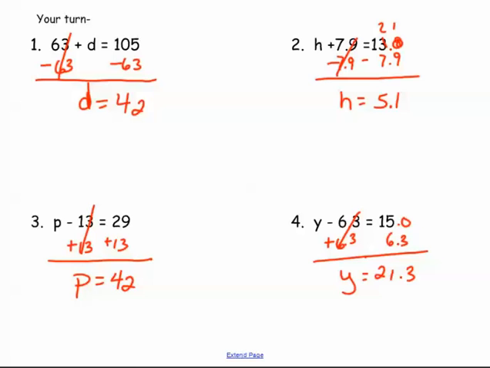All right, check your answers. Again, I want to see those steps. Let me know if you have some problems with those. All right, let's move on to multiplying and dividing, which are the opposite of each other.